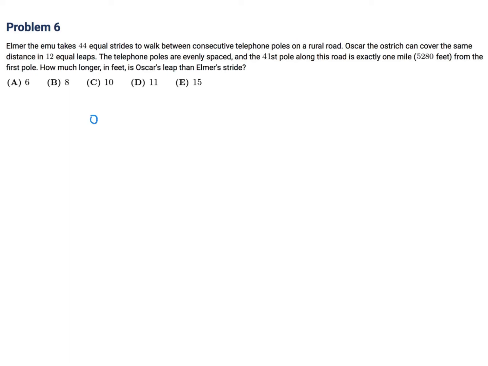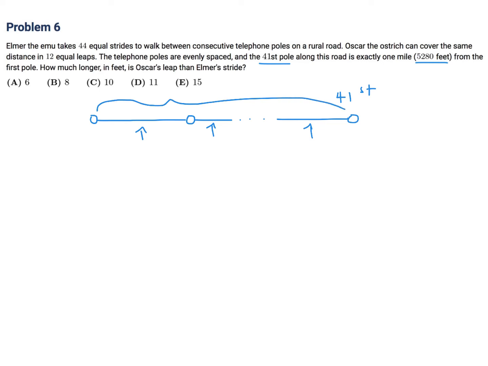Well, we've got the first pole, second pole, and so on, all the way till the 41st pole. So that means there are 40 of these segments, right? They're saying that the 41st pole is 5280 feet from the first. So this whole distance from the first pole to the 41st pole is 5280.